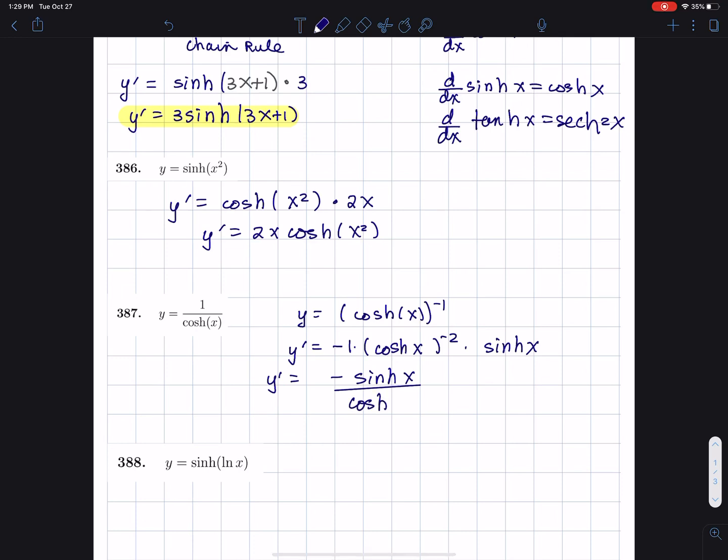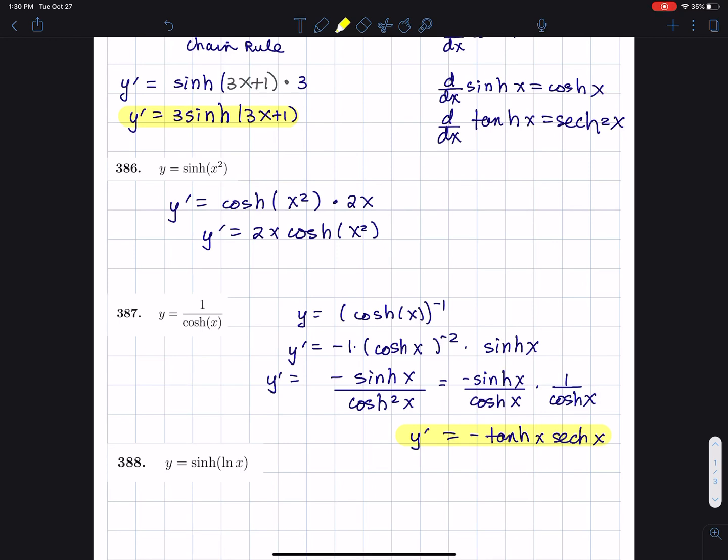I didn't look at the answer in the back of the book, but I have a feeling that someone would write it the way I'm showing here: hyperbolic sine over hyperbolic cosine, which would be hyperbolic tangent x, times 1 over hyperbolic cosine, which is hyperbolic secant x. I don't know that that's what they're doing, but I think that's the answer you might see in a book. Either one's fine with me.